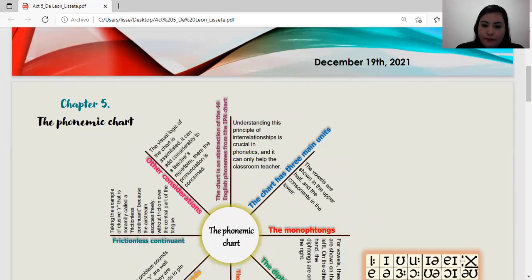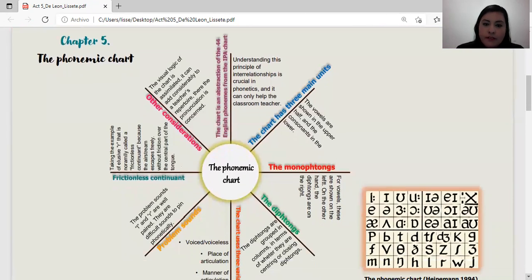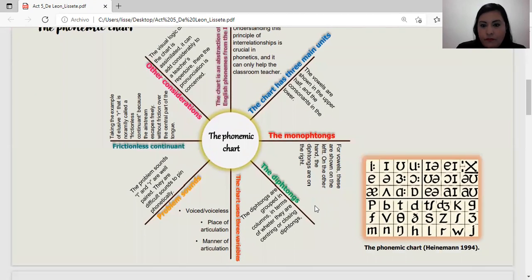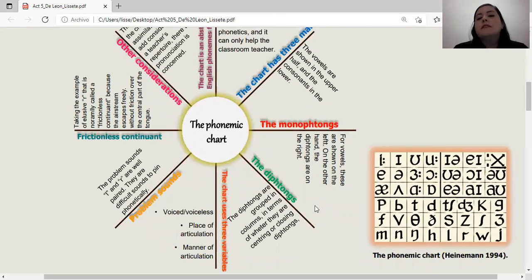Okay, another important idea is that the chart has 3 main units. The vowels are shown in the upper half and the consonants in the lower. About the monophthongs: the vowels are shown on the left. On the other hand, the diphthongs are on the right. The diphthongs are grouped in columns in terms of whether they are centering or closing diphthongs.